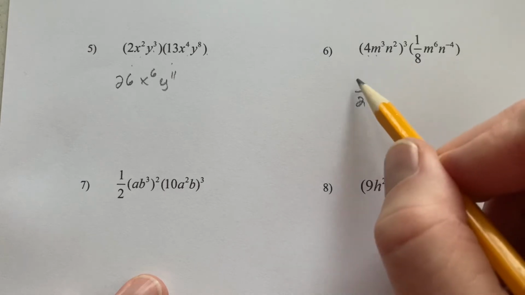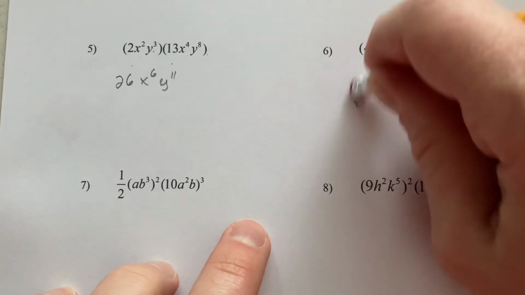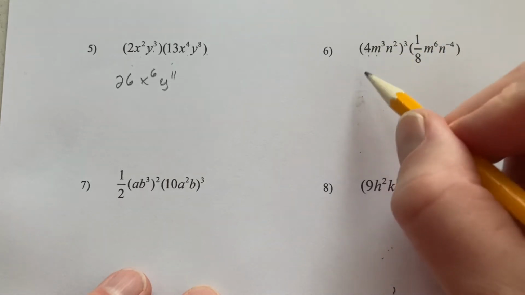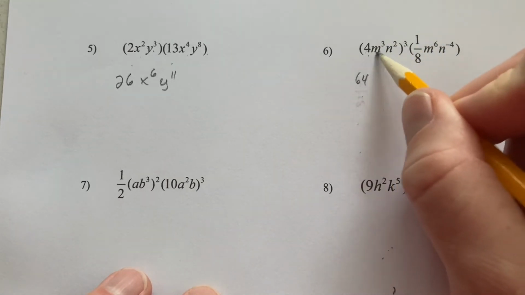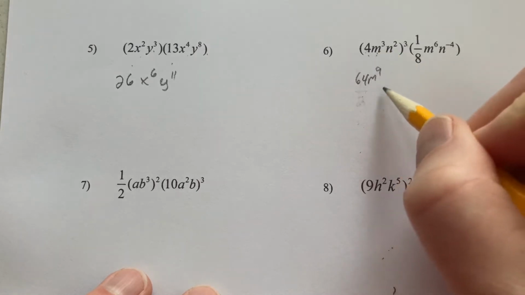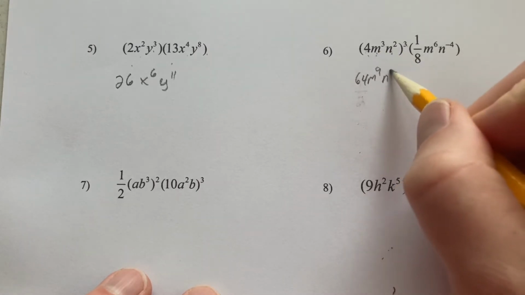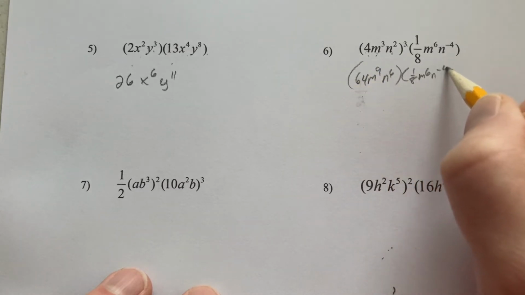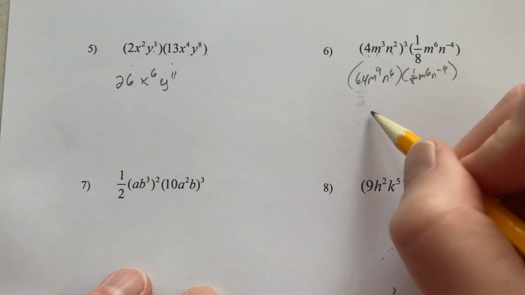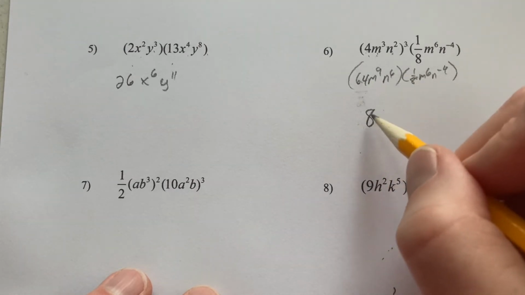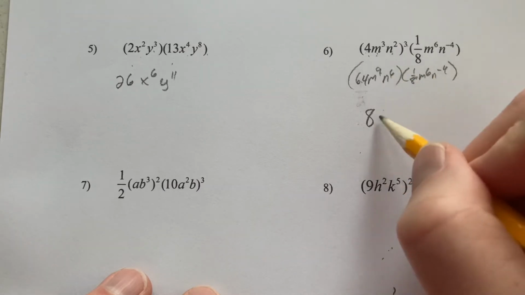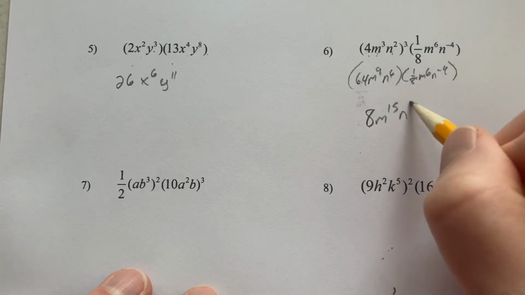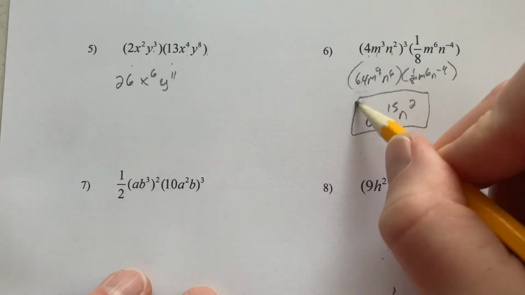M to the 3rd, oh, I'm sorry. My fault there. I didn't see that 3. So we need to do this 3 first. So we're going to take that through. We're going to do 4 times 4 times 4. That's 64. M cubed, m cubed, m cubed is m to the 9th. N squared, n squared, n squared is n to the 6th. So we're going to do that first. All right, then 64 times 1/8 is 64/8 or just 8. 9 plus 6 is 15. 6 plus negative 4 is 2. So there'd be our answer there.